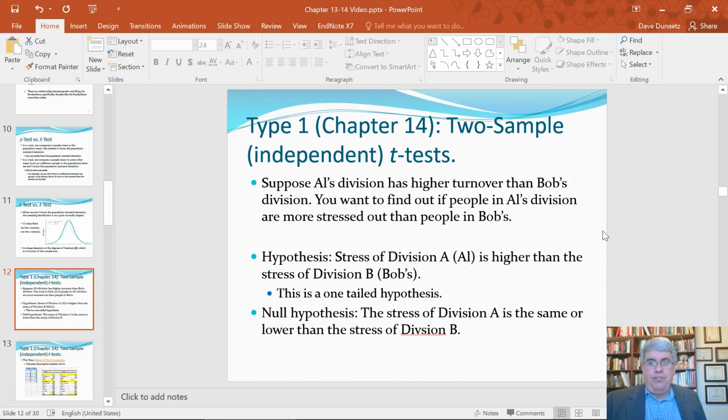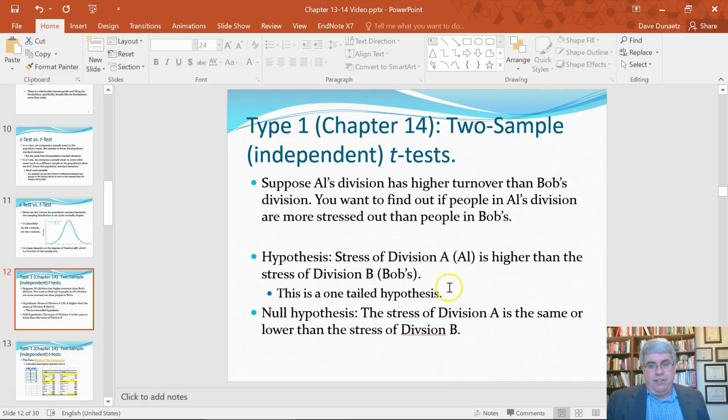So this is called a two-sample independent t-test because we have two samples. We're going to have Al's division and Bob's division, and people in Al's division don't influence people in Bob's division. So suppose that Al's division has higher turnover than Bob's division. You want to find out if people in Al's division are more stressed out than people in Bob's division. Maybe that's why there's more turnover.